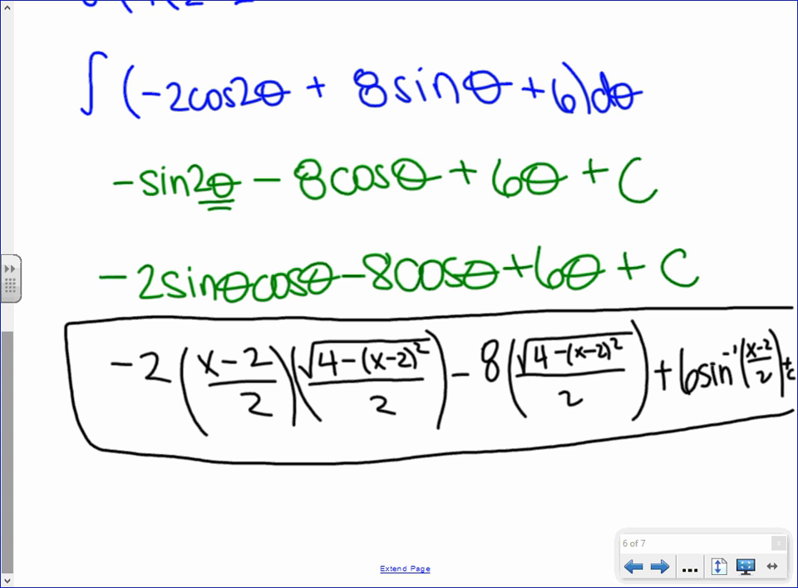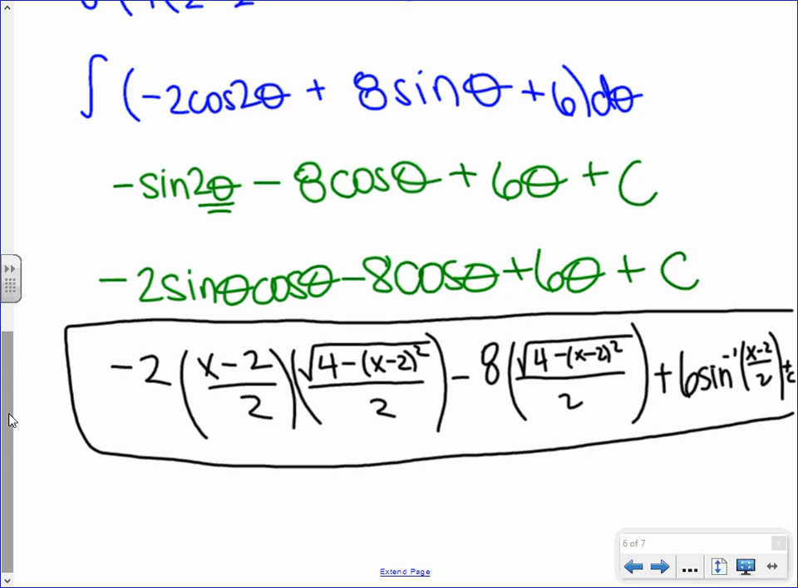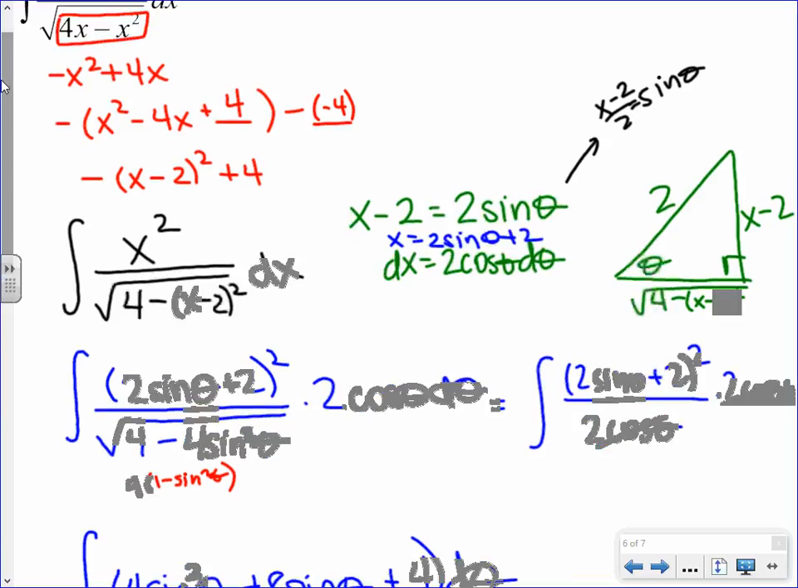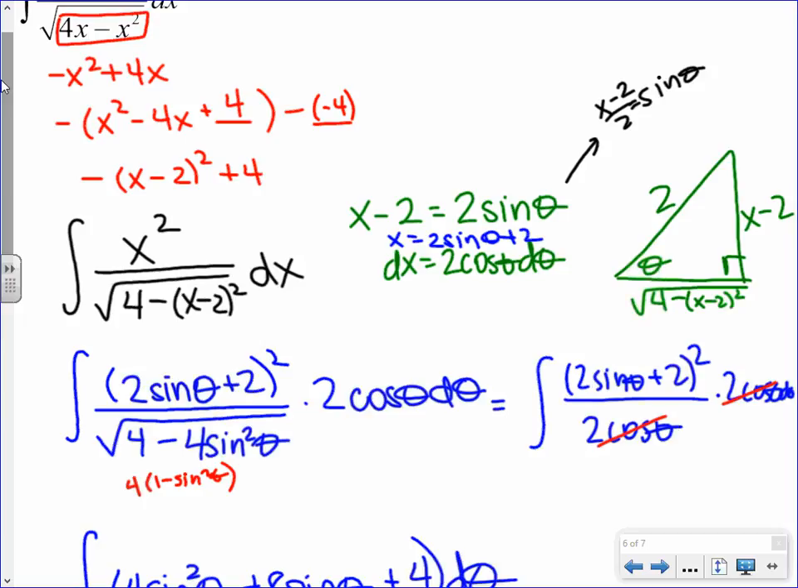Yeah, so anytime we have theta, we go back up to what we defined x to be, all right? So here, x minus 2 equals 2 sine of theta. So I got sine of theta by itself. And then if we want just theta by itself, then we take the inverse of both sides. So the inverse sine of x minus 2 over 2 equals theta.